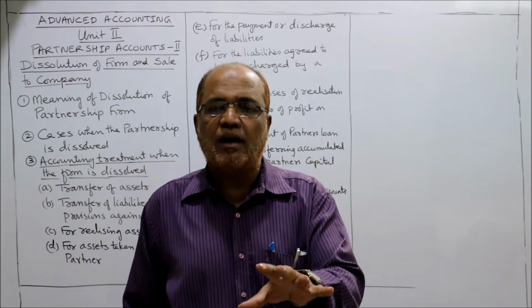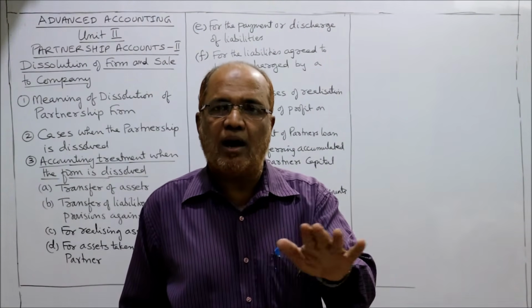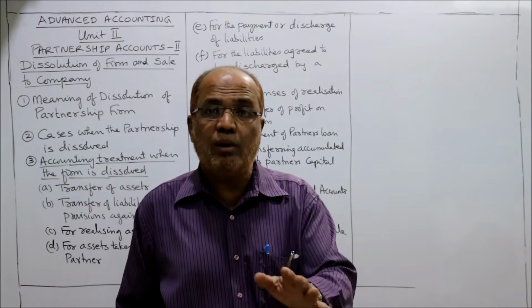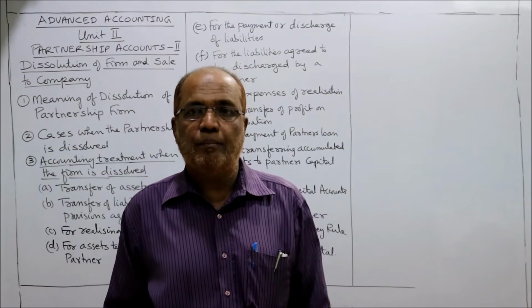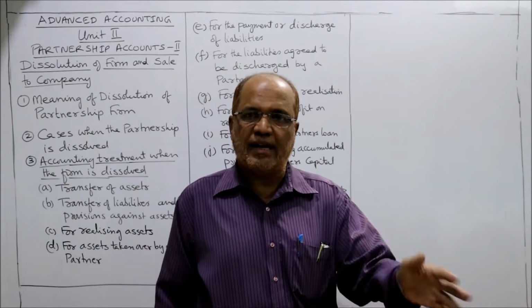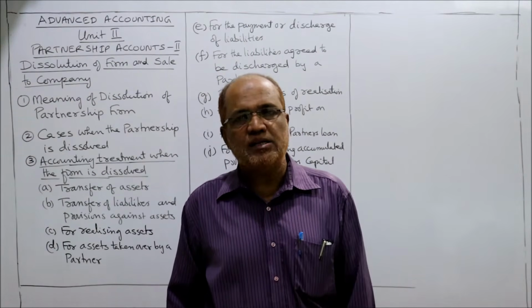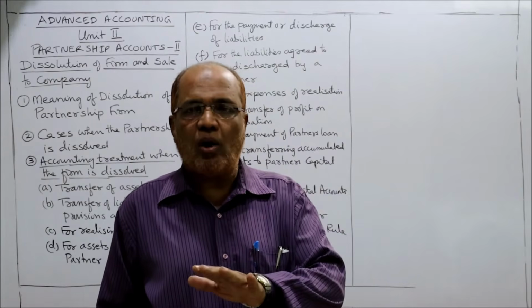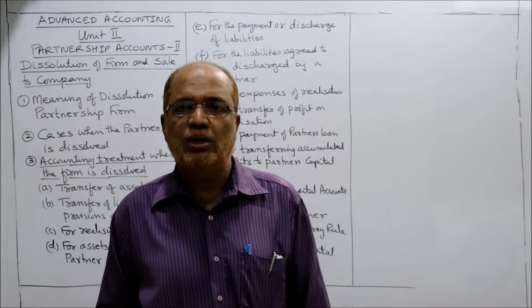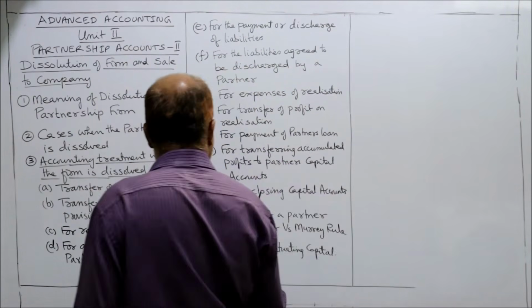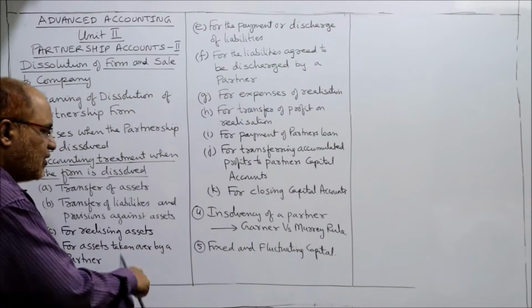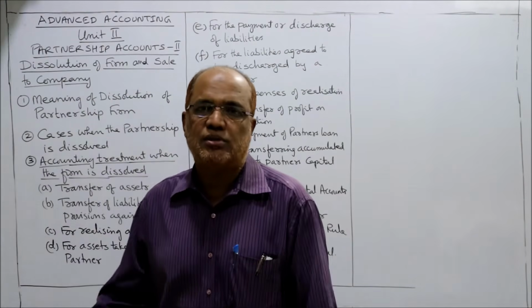ये एंट्री पास करने से all the accounts will get closed. There won't be any bank balance left. बैंक बैलेंस भी नहीं रहता, वो भी ट्रांसफर हो जाता. The bank balance will also be transferred to partners capital account. So in this way all the accounts are closed. So these are the journal entries. These are the journal entries we have to pass in the coming problems.